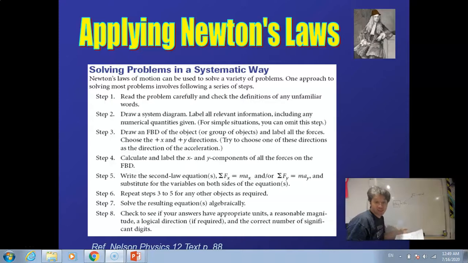But the next step is number 3, draw a free body diagram. And there actually is more forces here. We have gravity, and we have the normal force. Now when you draw a free body diagram, and this says here, label all the forces and choose your positive x and positive y components. I want you to always write down a coordinate system. So let's choose positive x here and positive y here.